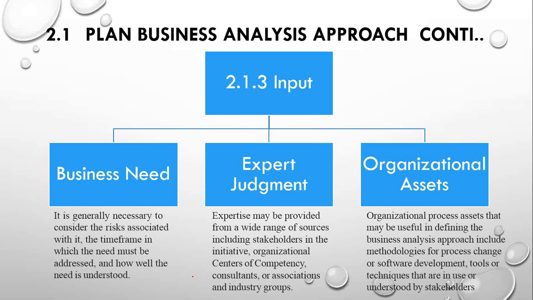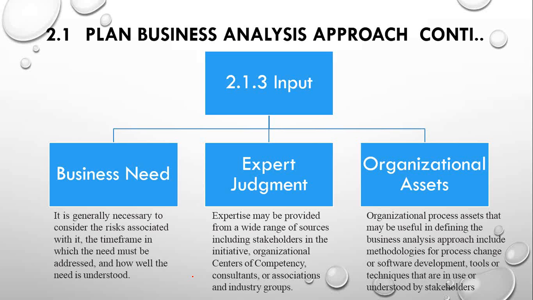The next one is your organizational assets. As it states, the process assets that may be useful in defining the business analysis approach include methodologies for process change or software development, and tools or techniques that are in use or understood by stakeholders. All these things are examples of organizational assets which belong to the organization, and which can be utilized in any current or future project without any issues. So these are the three inputs which come under plan business analysis approach.